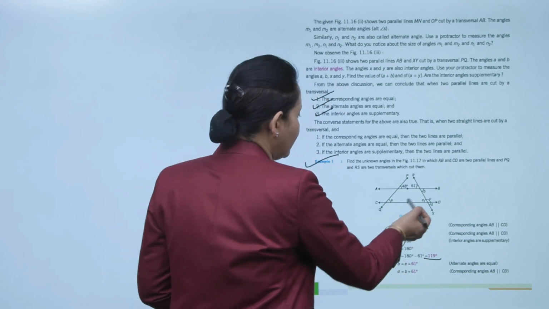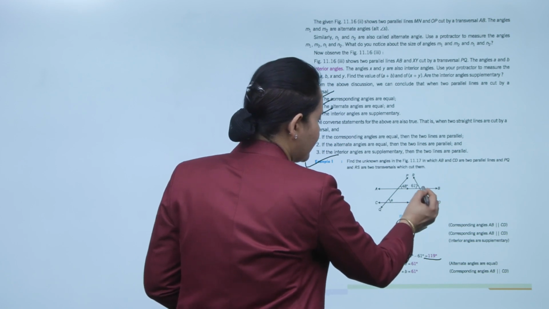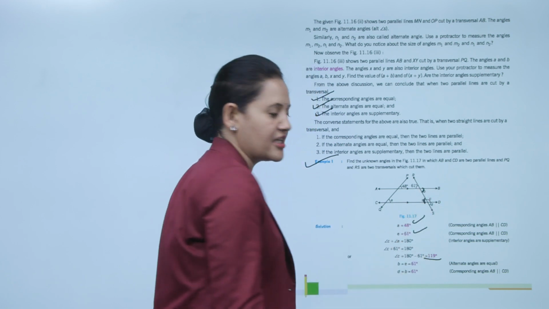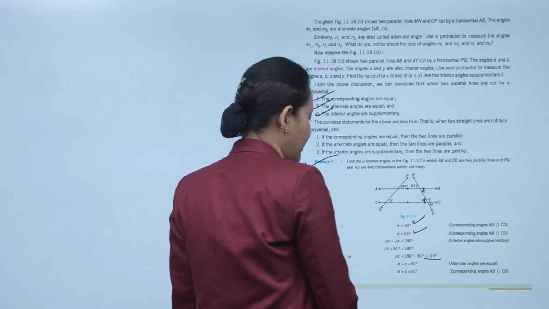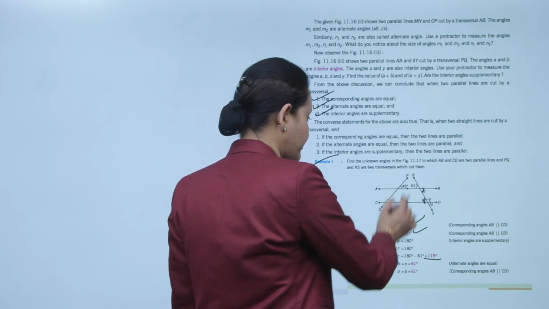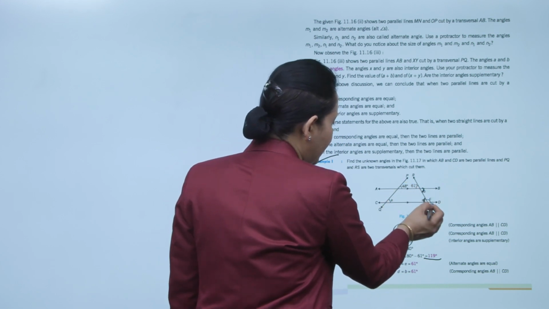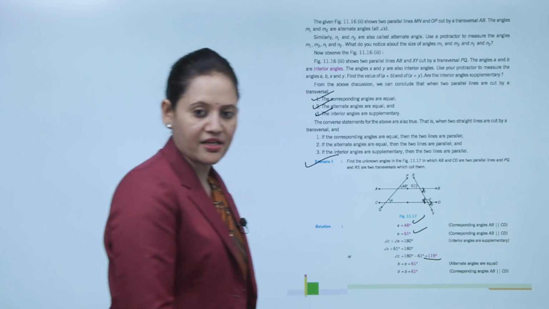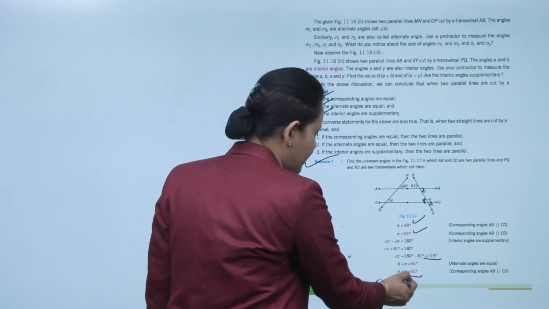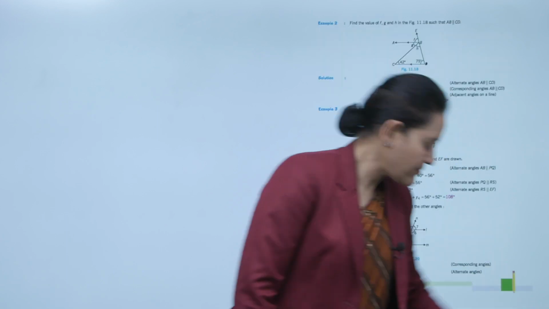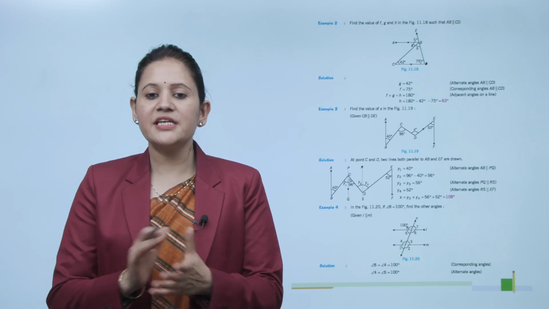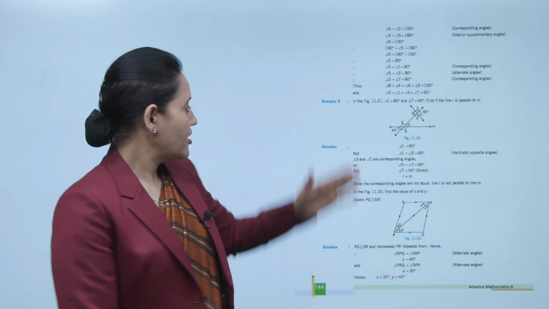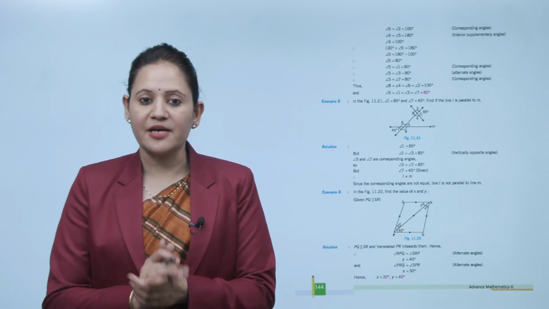Next, angle B and E. Angle B and E, they are alternate angles. Alternate angles are equal, so that is also 61 degrees. Then B and D, they are equal. They are corresponding angles. So that is also equal to 61 degrees. Practice all these examples. It will give you a better idea for understanding the concept. You have to practice all the examples.